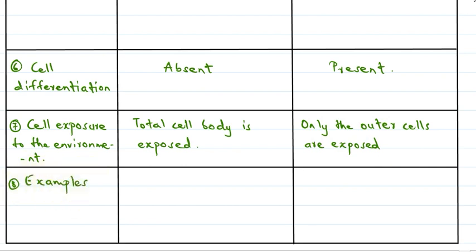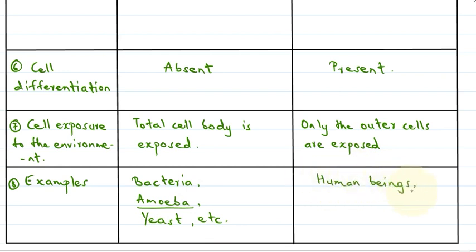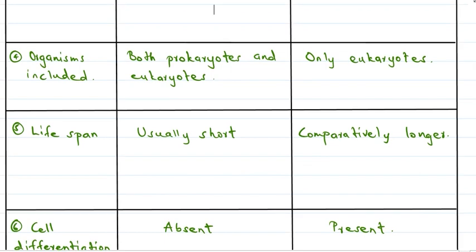Now let's see a few examples. Okay, so examples of unicellular organisms could be bacteria, amoeba, then yeast, etc. Okay, and the examples of multicellular organisms could be human beings, plants, animals, okay, etc. So now let's quickly revise what we have studied today.